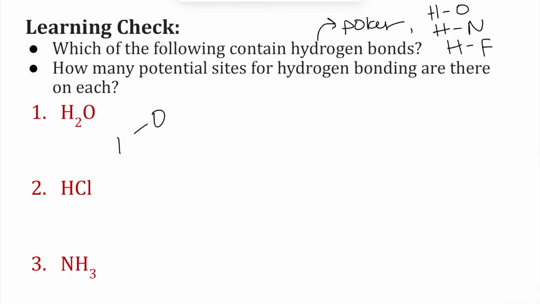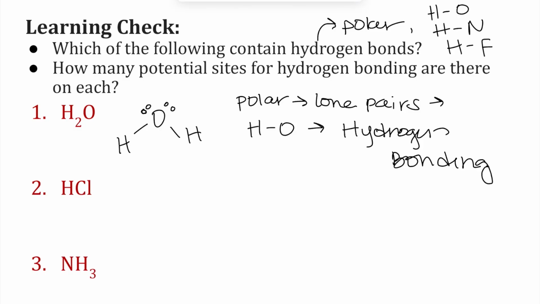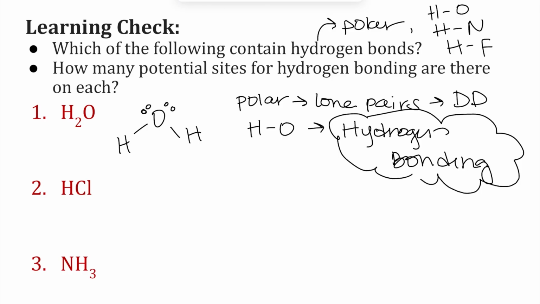H2O, oxygen in the middle. We have those hydrogens, making everyone happy, and oxygen's happy with two. This is polar because of the lone pairs. And I have HO bonds, which means that this is a hydrogen bonding IMF. So because of those lone pairs, it is polar, which means that it is dipole-dipole, but more specifically, it is hydrogen bonding.